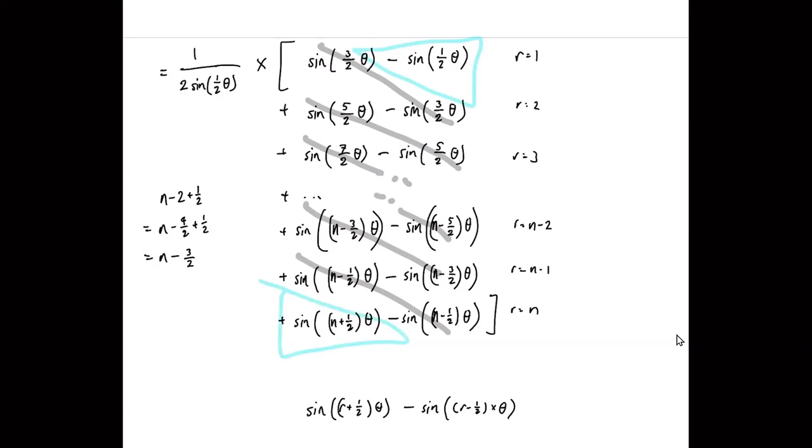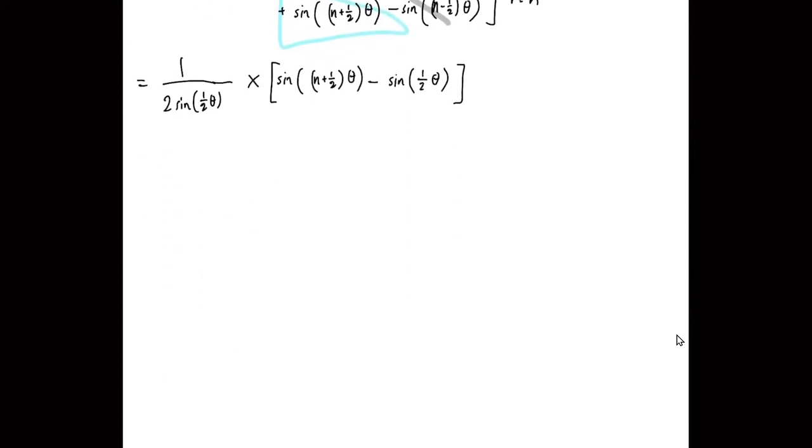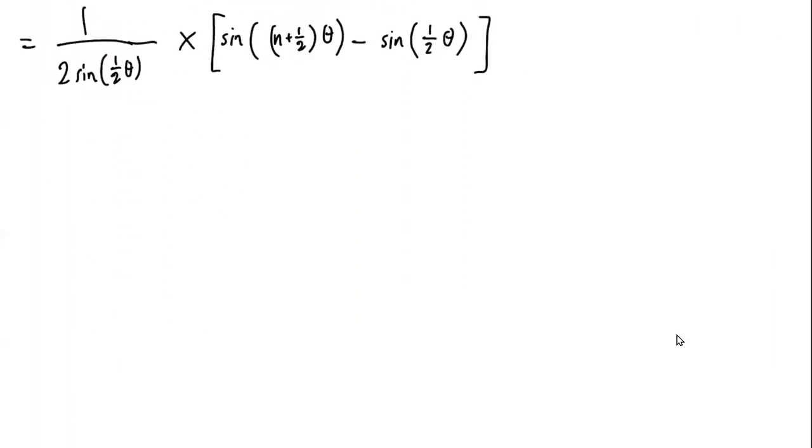Then what is this equal to? This will be equal to 1 over 2 sine of half theta multiplied by, copy and paste the remaining terms. There's a minus sine half theta. There's a plus sine something theta. Okay. And then you multiply, and you're just drawing the square bracket. Oh, okay, good. So that's the expression. Does it answer the question?